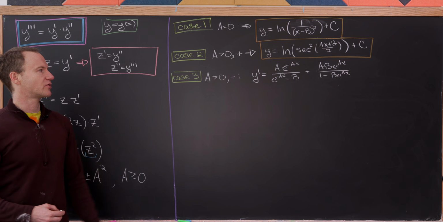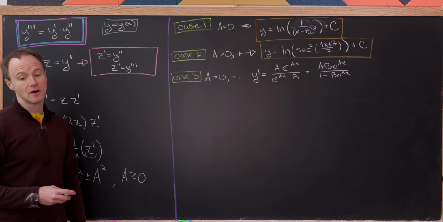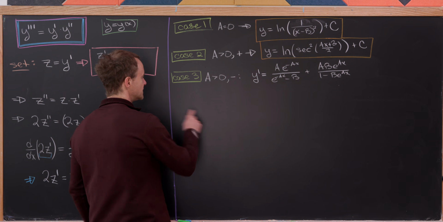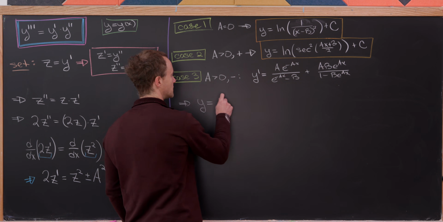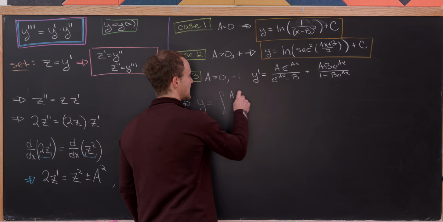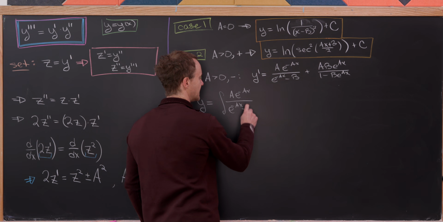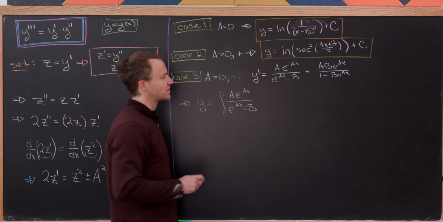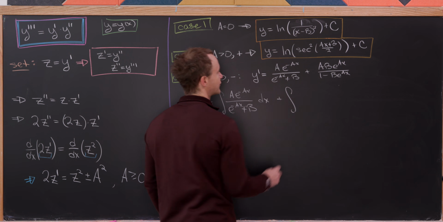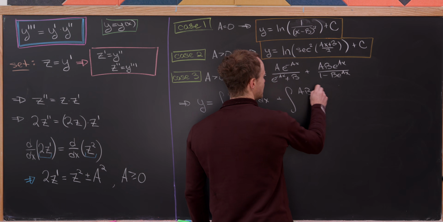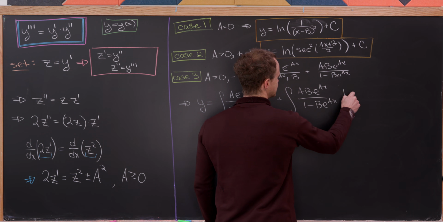And here we've got y prime is equal to, well, that function involving a bunch of e to the a or minus a times x. So now I'm going to rewrite this by taking the integral as y equals the integral of a times e to the minus ax over e to the minus ax minus b. And sorry, that should have been a plus b dx plus the integral of the next one. So that'll be ab e to the ax over 1 minus b e to the ax dx.